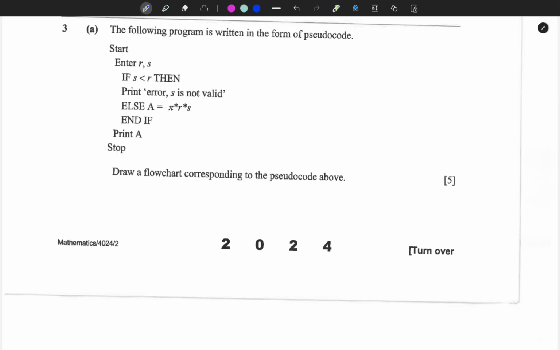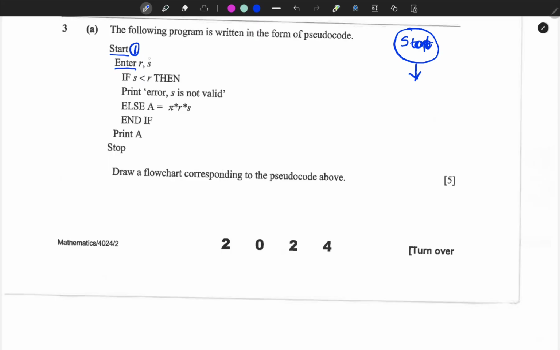We have the following program written in the form of pseudocode. We have the start, so we are supposed to use the polygon that accommodates the word start. The word start is written in a circle, or sometimes an oval, so we are just going to use it. This should be start. To move from step 1 to step 2, you need to write an arrow. The arrow shows that you are about to show a second step.